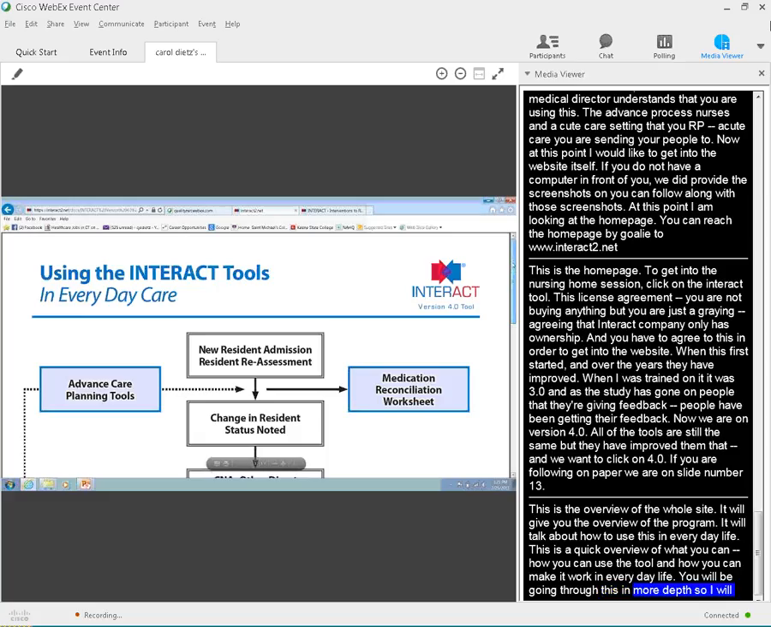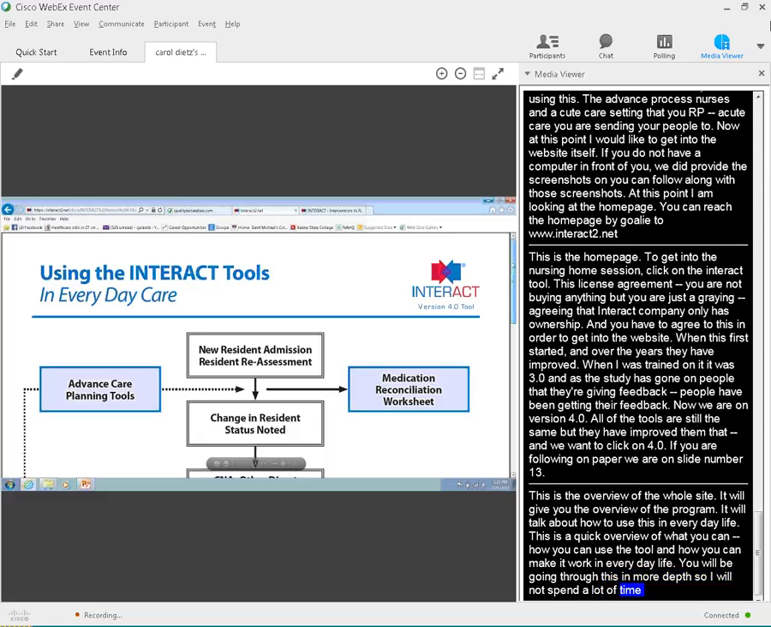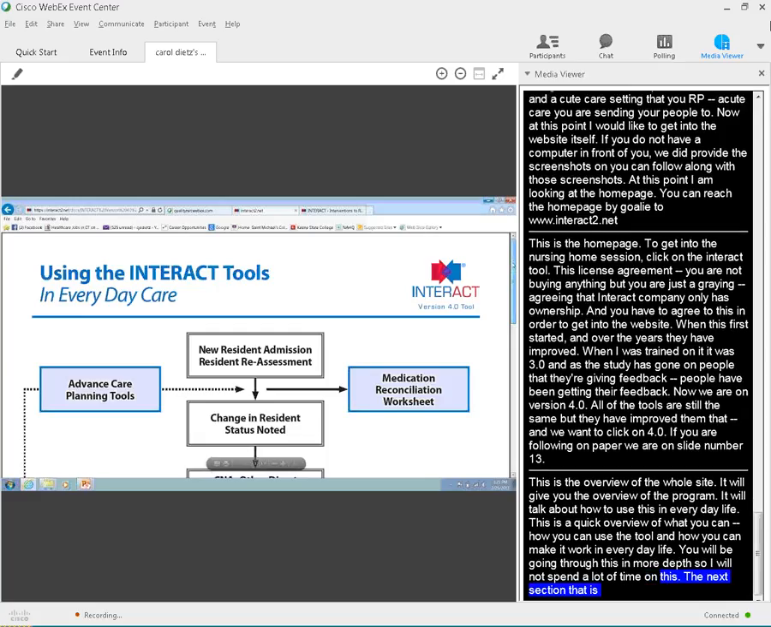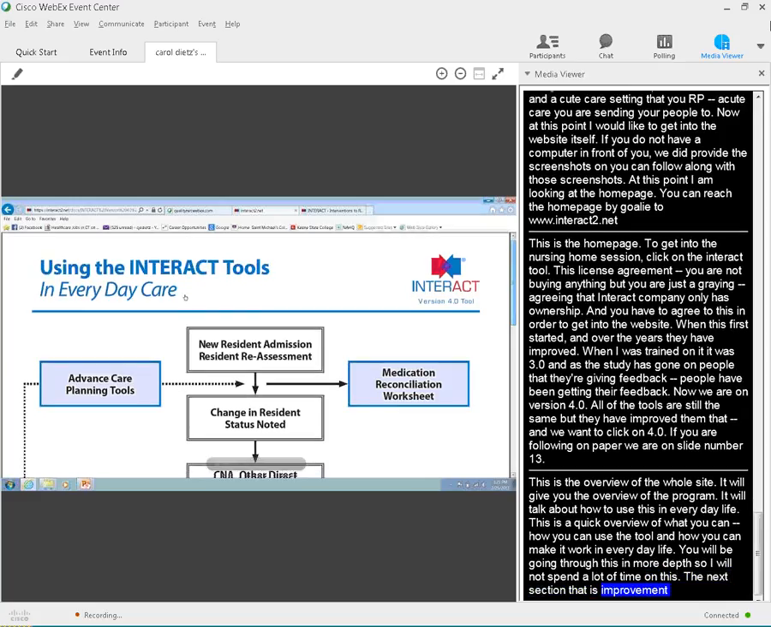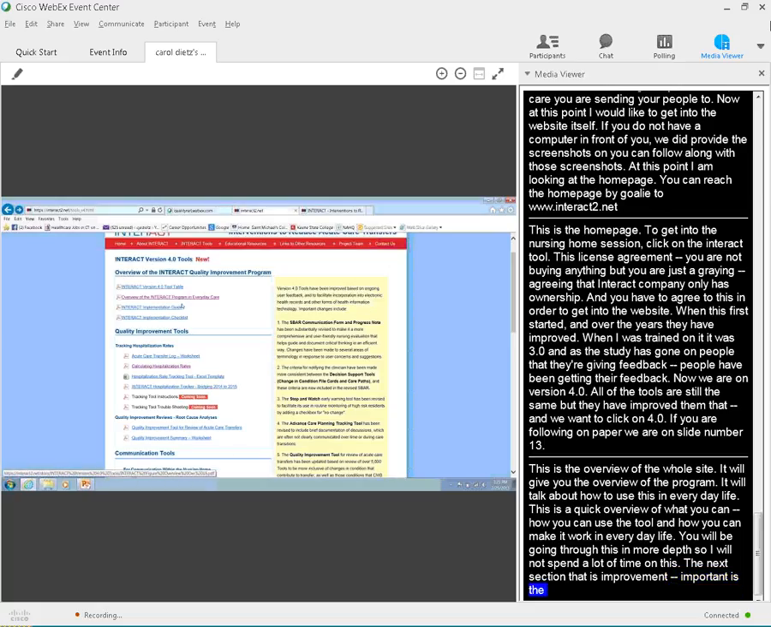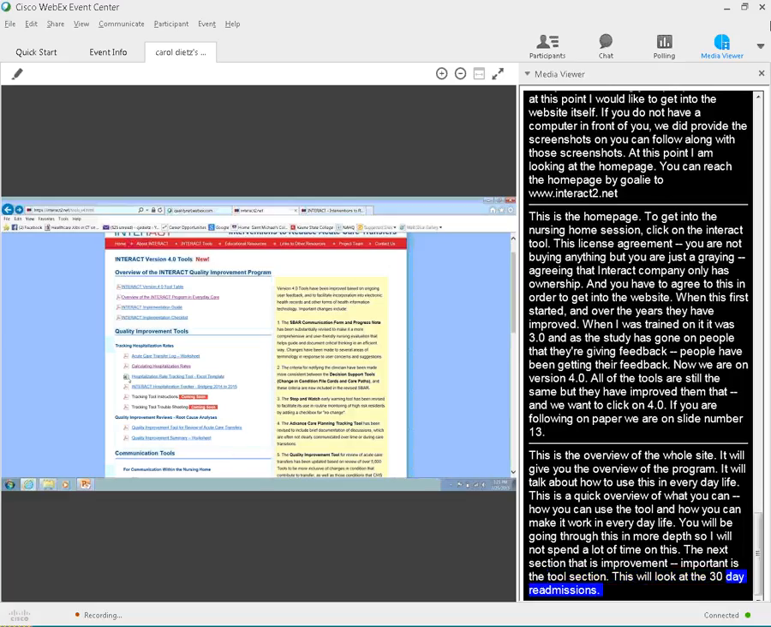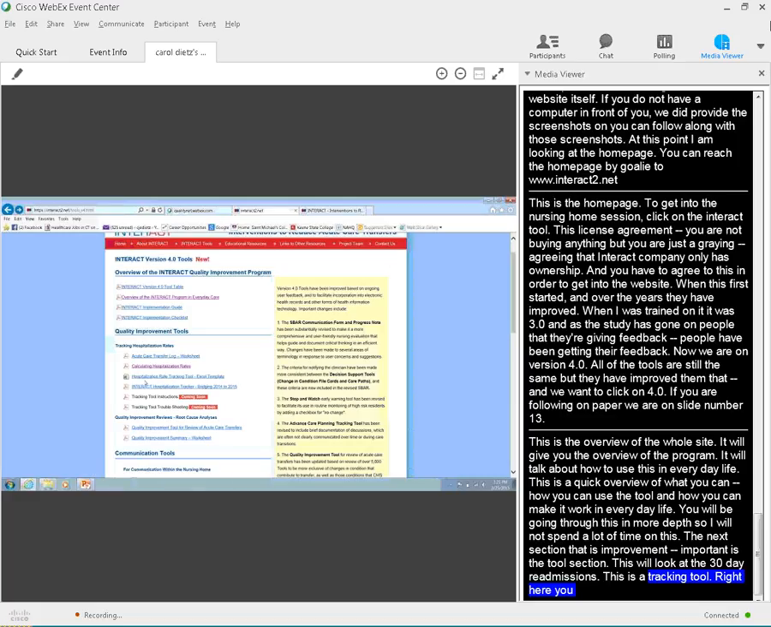The next section that's important is the Quality Improvement Tool section. And this looks at the 30-day readmission tracking tool, which is right there. You see the Excel symbol, and that really looks into your numbers. It gives you a lot of detail about who you're transferring out and who you're bringing in.